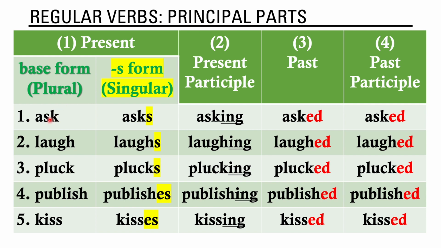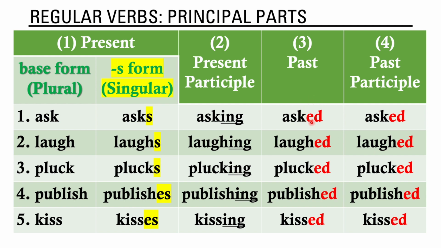So let's see. Ask, asks, asking, asked, asked. Notice, guys, here that the past form is similar to the past participle. Okay, that's the beauty of regular verbs. You're not going to think anymore of what's the past participle. Hindi ka na masyado mag-iisip. Kung ano yung nasa past, siya yung nasa past participle, for regular verbs. Okay? Because irregular has a different pattern. Two. Laugh, laughs, laughing, laughed, laughed. Pluck, plucks, plucking, plucked, plucked. Publish, publishes, publishing, published, published. Kiss, kisses, kissing, kissed, kissed.